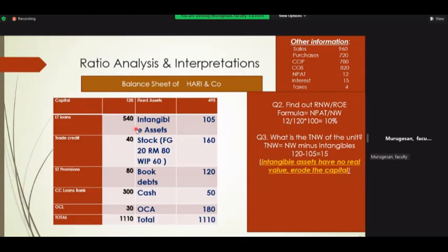You cannot park it on this side. That is company rule. But sir, intangible assets are R&D and goodwill. Yes. R&D, goodwill, copyright, patent right, preliminary expenses, or accumulated losses earlier. All these are called as what? Intangible assets.